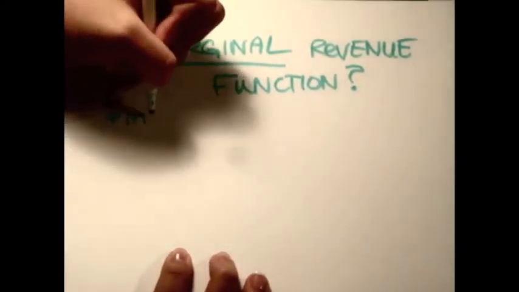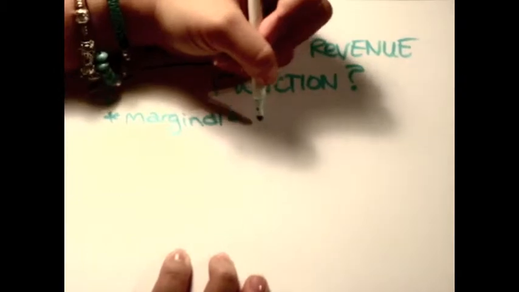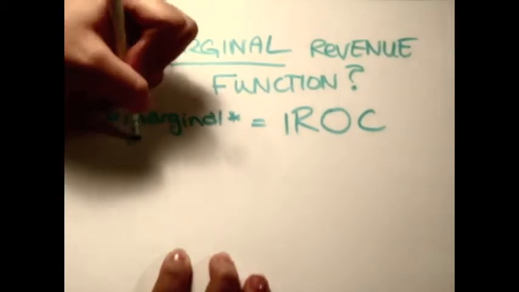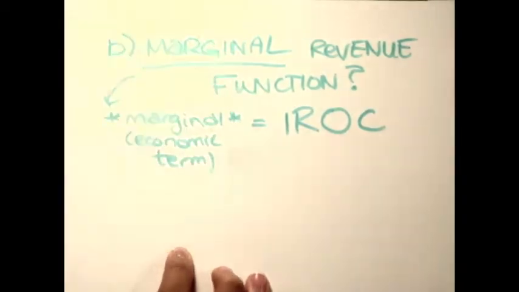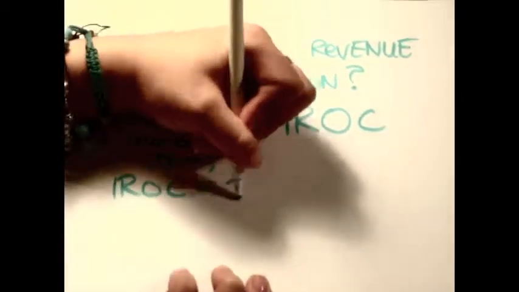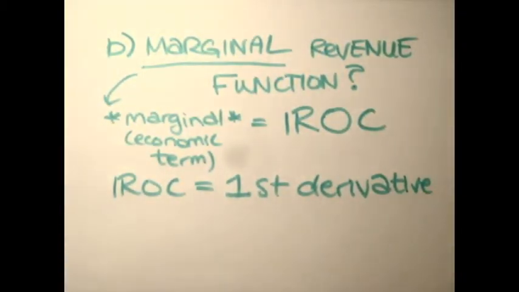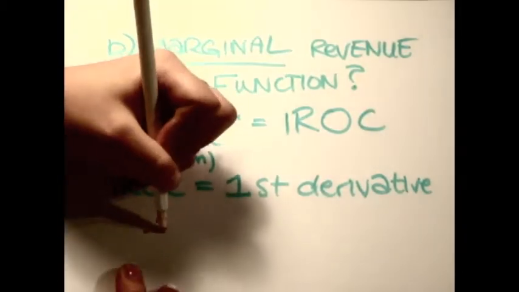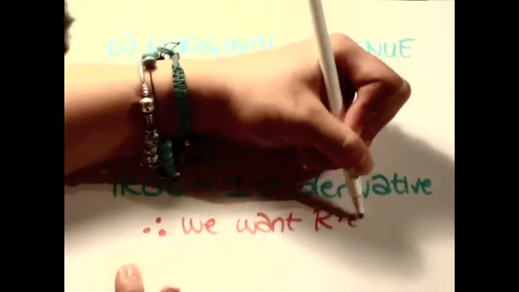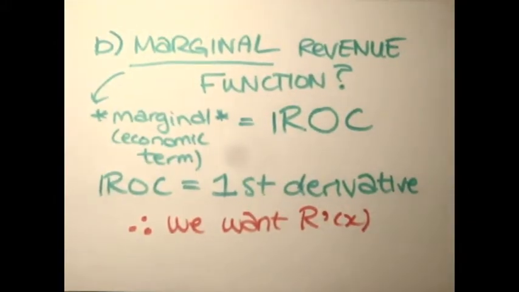So now we can move on to part B of our problem, which asks us for the marginal revenue function. I haven't really talked about what the term marginal means, but I'll touch upon it now. Marginal is an economic term, which basically means the instantaneous rate of change. So in terms of this question, we're asked for the marginal revenue function, which basically means the revenue we're making back at a specific point in sales, so at a specific number of pizzas sold. We know that to solve for an IROC, we need the first derivative. So really what this question is looking for is r prime of x, the first derivative of our revenue function.